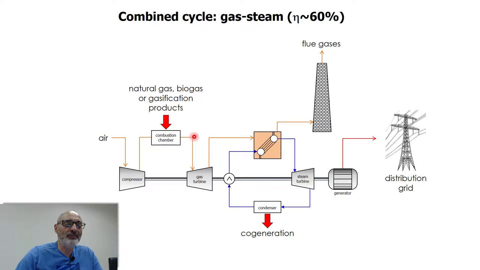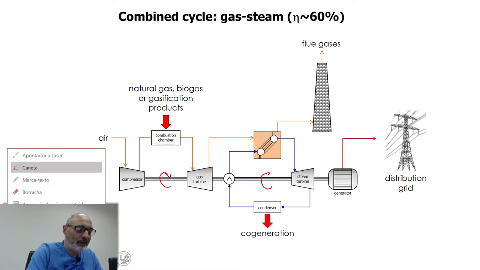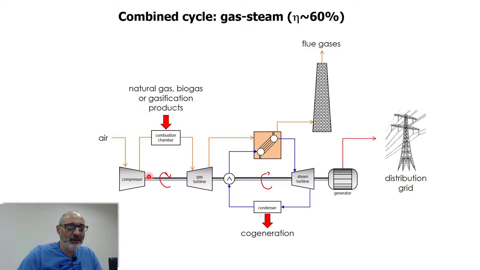So this is the maximum amount of energy that your working fluid is carrying. Then you expand the gas in the turbine, you get mechanical work in the shaft here. The shaft is the same for everybody here. So you produce mechanical work, which is in the shaft here. And at this point you have low pressure because your gas expanded in the turbine, but you still have high temperatures, not as high as at the exit of the combustion chamber, but still very high, something around 400 or 300 degrees.